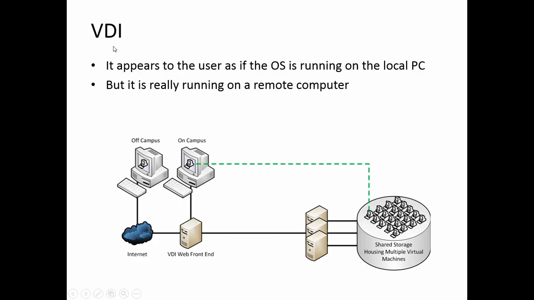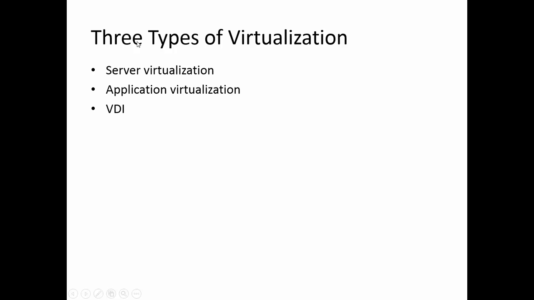So with VDI, it appears to the user as if the operating system is running on the local PC, but it's really running on the remote computer. So we have three types of virtualization: server virtualization, application virtualization, and VDI, the virtual desktop infrastructure.